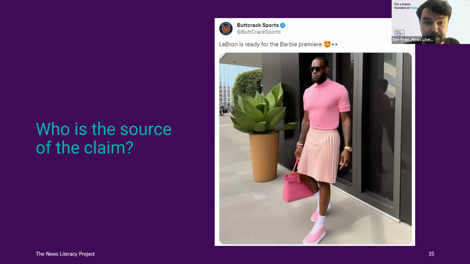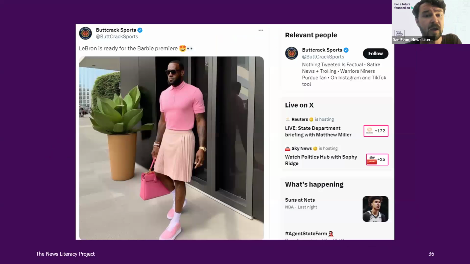If we look at the source, the account that's sharing this, it is called Butt Crack Sports, which is not a legitimate news source. If we click on that site, they openly admit that. They say that they are a satire site. They don't tweet things that are factual. They tweet jokes. When this was going around, there was a bunch of images of celebrities going to the Barbie premiere. And because there was that trend, people started making fake images.